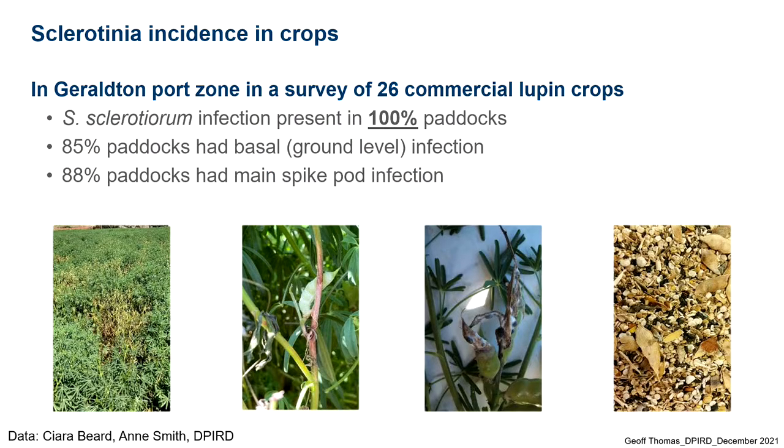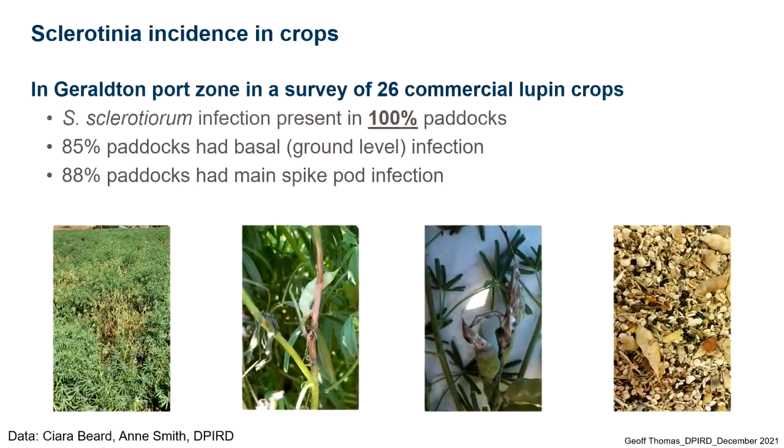So if we just have a look at how much sclerotinia was around in the Geraldton Port Zone, Kira and Anne surveyed 26 lupin crops. Every one of those crops had sclerotinia in it, basically. So 100% of crops that they surveyed this year in that Geraldton Port Zone region had some degree of sclerotinia in them. Interestingly, 85% of those crops had some degree of basal sclerotinia. Now, I've been working in lupins for a long time. That was a big surprise to me, the amount of crops that had basal sclerotinia and the degree to which there was an impact. More than 80% of them had that more classical upper stem, main spike infection, which is what we're more used to seeing. And Kira has said to me that there's been a couple of examples of loads being rejected by CBH for having too many sclerotes in the load. So certainly there has been an impact.